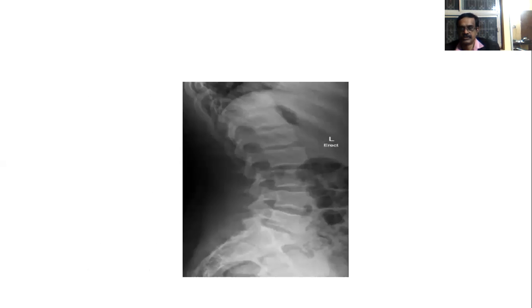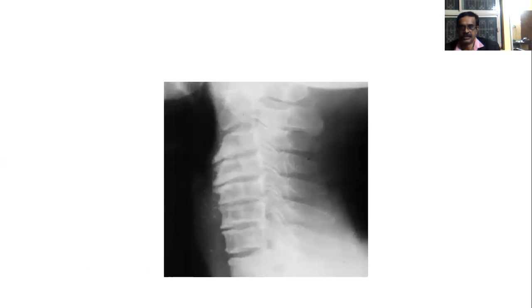So this is an X-ray of the cervical spine, lateral view. You can see reduced joint space, subchondral sclerosis, loss of curvature, and osteophytosis. Another X-ray of the cervical spine, you can see reduced joint space, subchondral sclerosis, osteophyte formation, and loss of cervical curvature.